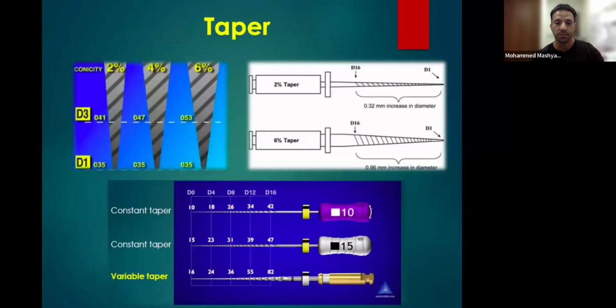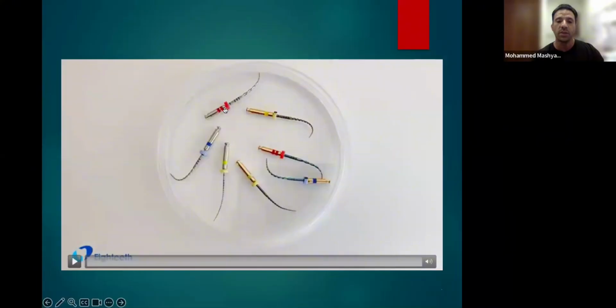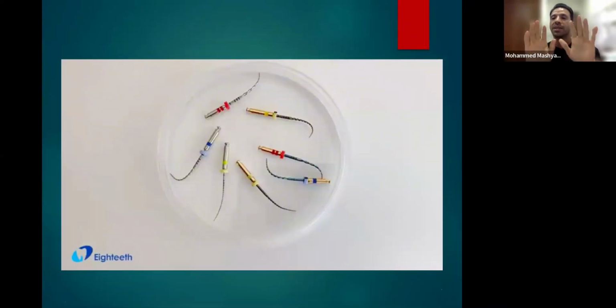So it's very helpful. And we need to know very important things about rotary files, the tapers. If you have a small canal, use a small taper. If you have a big canal, use a big taper. This is basics, but just for the sake of refreshment. So look at these files. You see, all of them are curved, right? Because they have a heat treatment. So when you bend the file, it stays like this.